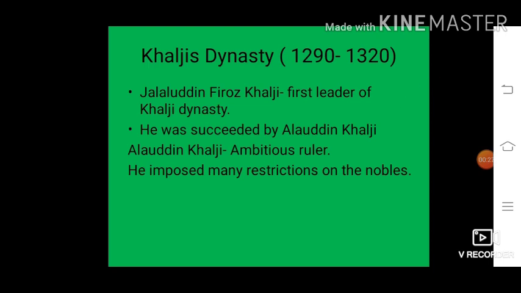He was a very ambitious leader. He wanted to conquer the whole of India. So to achieve his aim, he quickly won over the nobles and the soldiers. How? By distributing gold from the treasury.